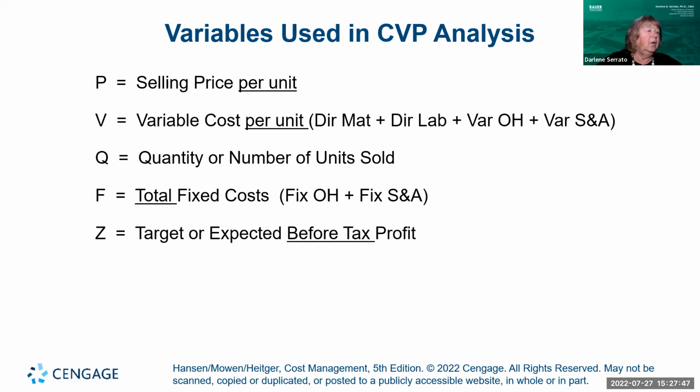Okay, now Q is the number of units sold. We will assume units produced equals units sold when we're doing CVP analysis. F is your total fixed cost. You have your fixed overhead, which is a product cost, and your fixed selling and admin, which is a period cost. Z is the variable that's used for your target profit or before tax profit. When we talk about after tax, we're going to add 2 more variables to these 5.